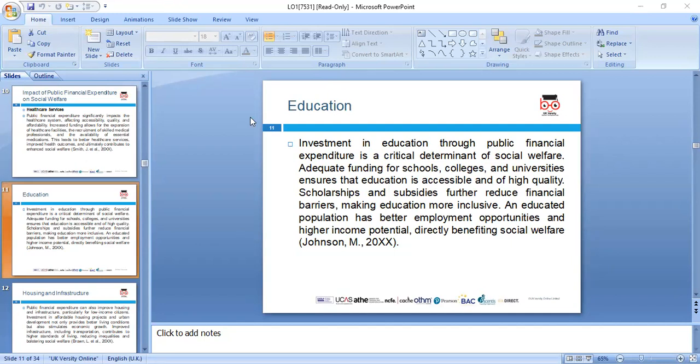Okay, so we can look at education. Investment in education through public finance is associated with high quality, scholarships, and subsidies, and further we need to look at the barriers.